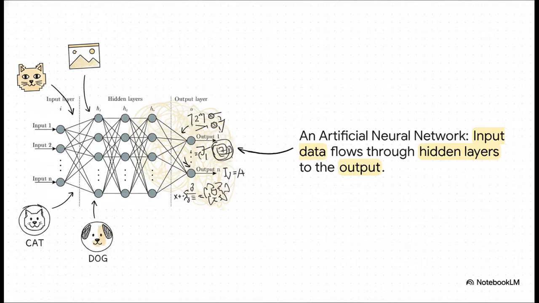So here's what it looks like. You've got data, let's say the pixels of a picture, coming in on the left side, that's the input layer. Then it flows through these middle sections, the hidden layers. This is where all the magic, all the heavy lifting really happens. And then finally, it spits out an answer on the right, like, yep, that's a cat, or nope, definitely a dog. And that's the output layer.